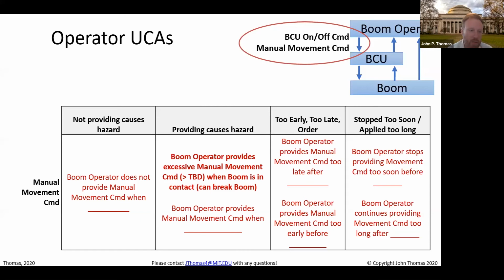So you could use slightly different words if you want, but this is the meat of the problem. If you provide excessive manual movement commands greater than some limit, when the boom is in contact, you can potentially break the boom. Now, folks have been paying real close attention, or maybe have used this before. You might say, but wait a minute, if you're in contact, the BCU is going to ignore the stick anyways. So why do I care?